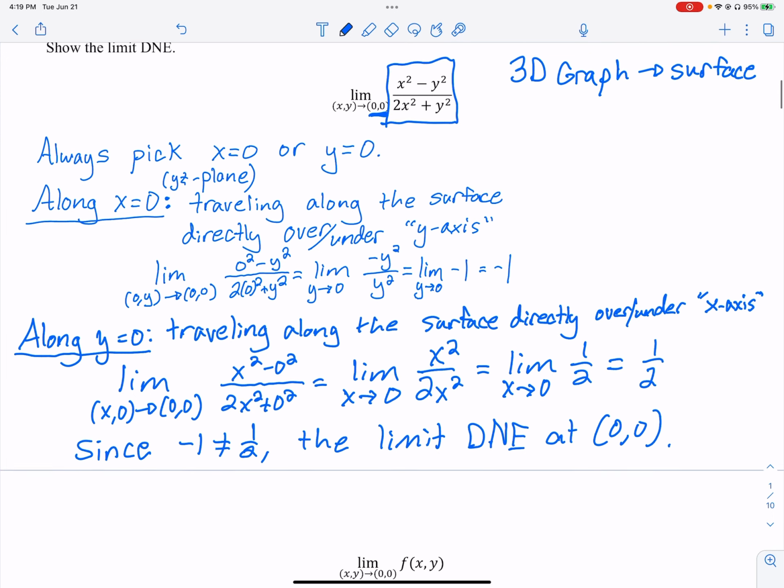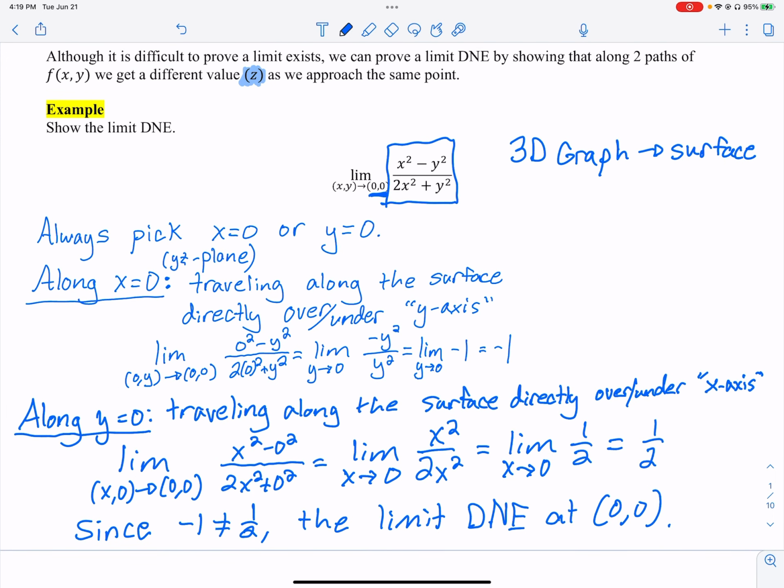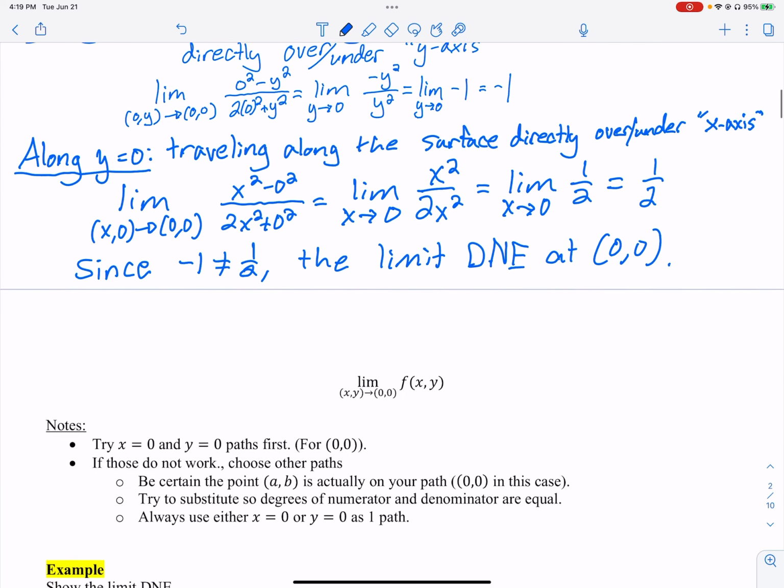Okay, so that's how we do our limits. We didn't prove that the limit existed, right? We proved that it didn't exist by finding two paths that were not equal. If we wanted to prove that it did exist, we'd have to prove that all paths go to the same value. Highly unlikely possible to do that, but there are ways around it, and we'll get to that.